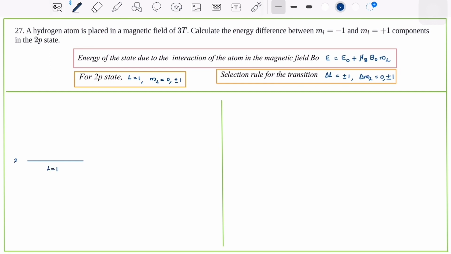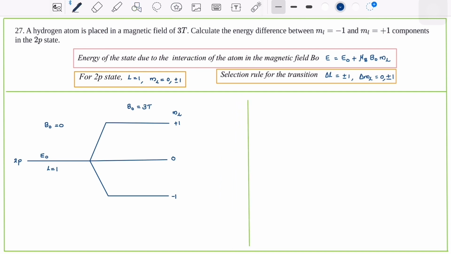Consider the level 2p. For 2p, L is equal to 1. Let E0 be the energy of that particular state when the magnetic field is 0. When you switch on the magnetic field to 3 Tesla, the energy level 2p will split up into 3 components. This is because the energy of the state due to the interaction is E equal to E0 plus mu_B B0 ml.